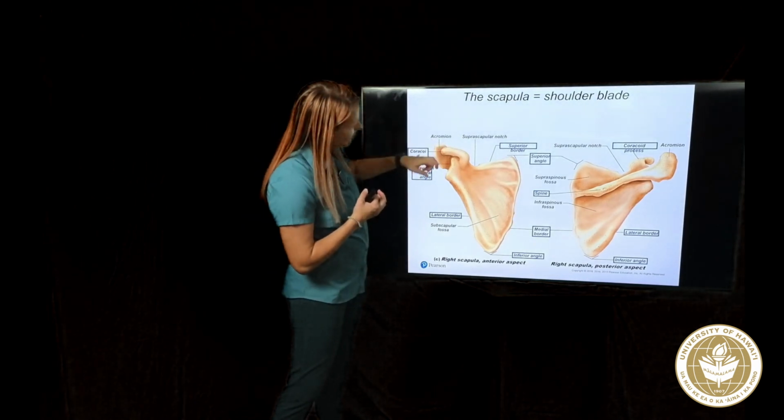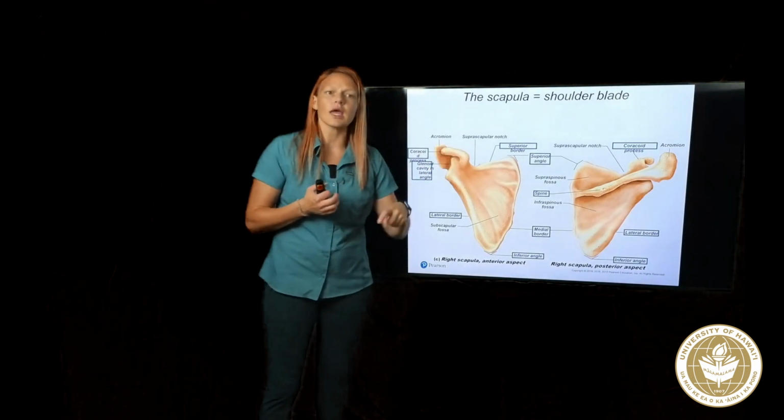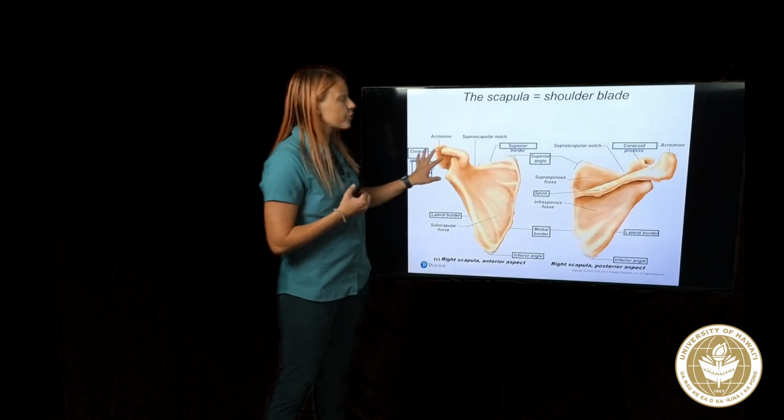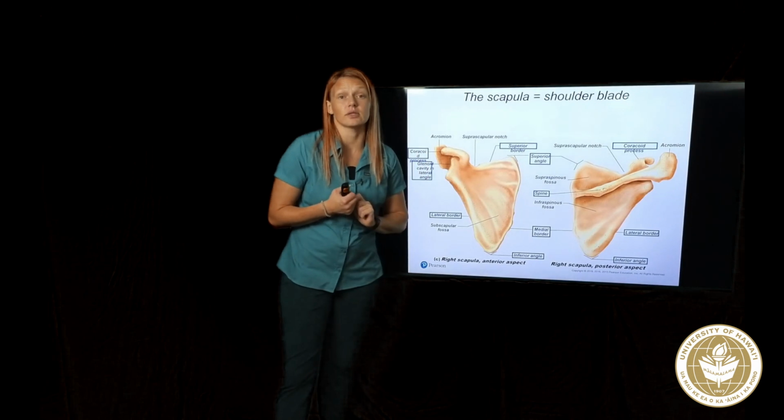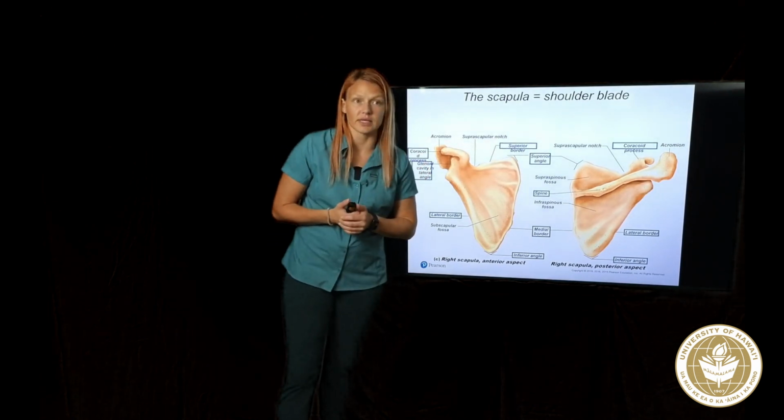To me, it looks like a bent finger. Like if I had longer fingers, it would look like a bent finger to me. And it helps to anchor your bicep muscle in your arm. So another important thing there with the coracoid process.